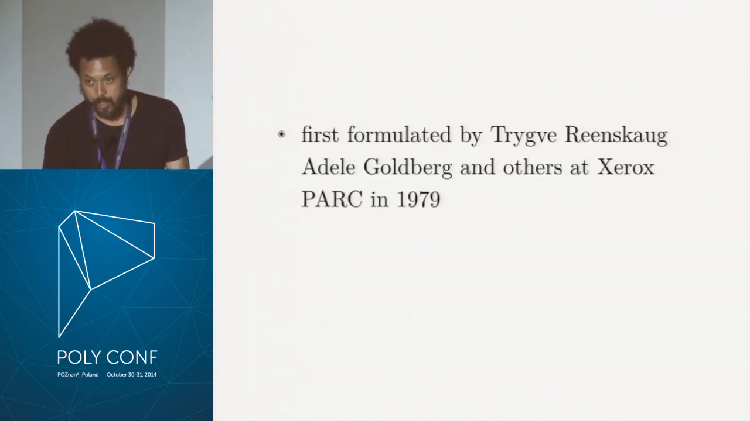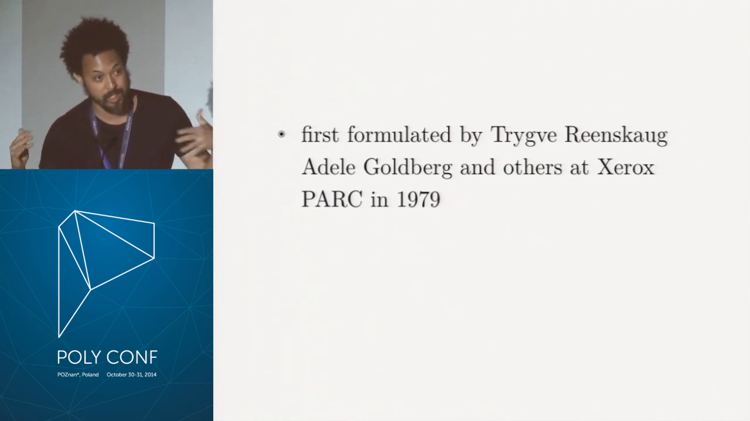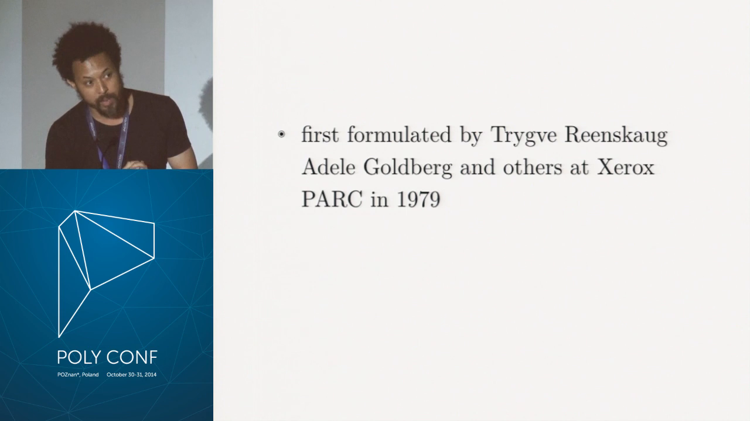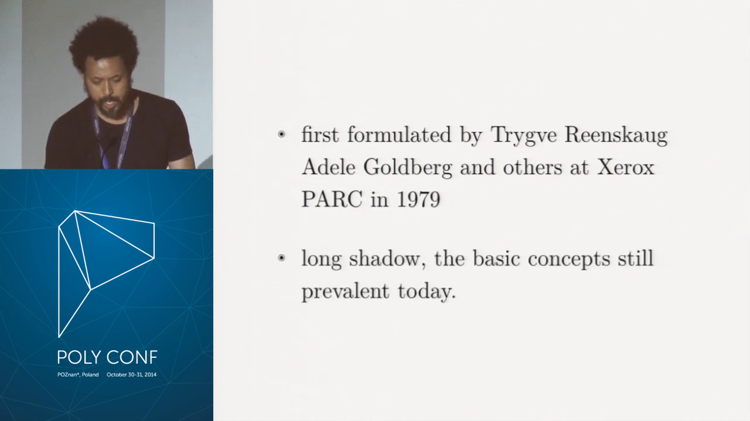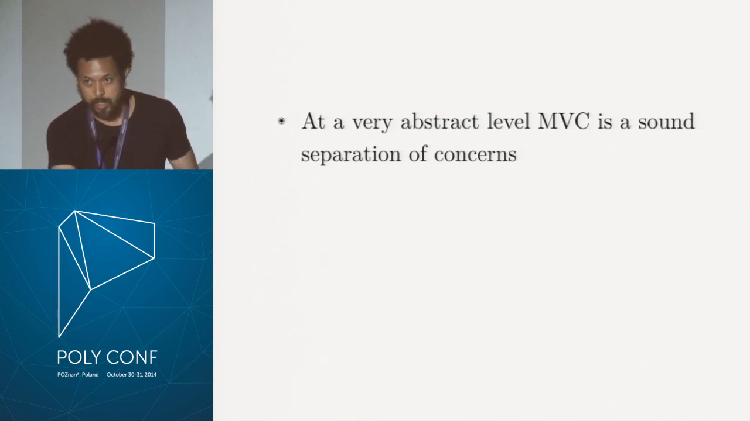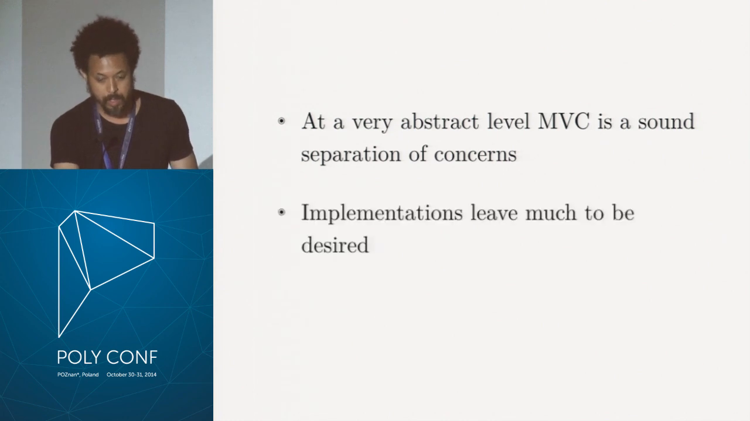Long shadow. Similar to the trie, how important the trie is. The trie is 54 years old, and I'm going to show you there's a lot more to it than you might think. But MVC is really old, 1979. That was the year I was born. So 35 years old, these ideas around how we organize user interface programs. Long shadow, basic concepts still prevalent. And I think that's because, at an abstract level, MVC is very sound. It's a sound separation of concerns. But what I'm going to try to question is that I believe the implementations leave much to be desired.